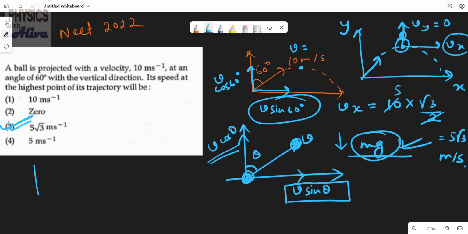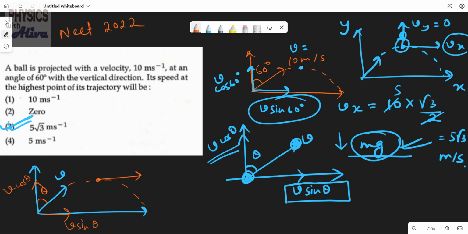I would like to share a few more details about this. Suppose this is the particle which is thrown in this direction with velocity v. This is the angle theta. This is the vertical component v cos theta. This is the horizontal component v sin theta. The particle is following this path. At the highest position, the horizontal component will remain the same because no force is acting in the horizontal direction, but the vertical component will become 0 at the highest point.